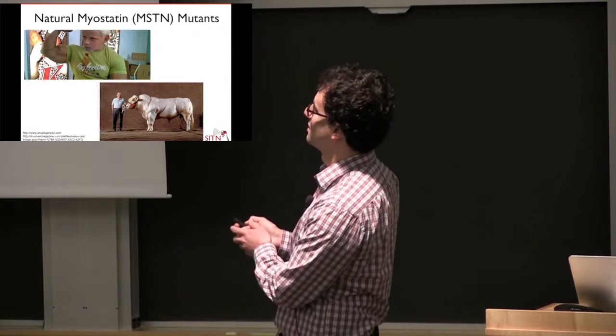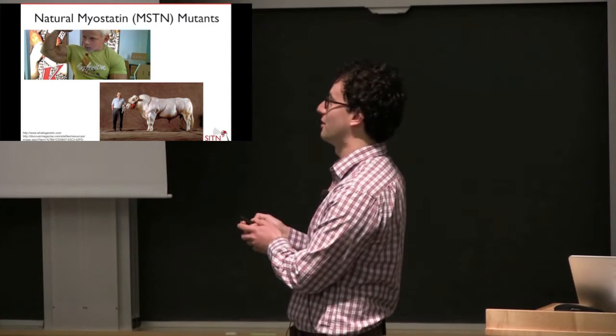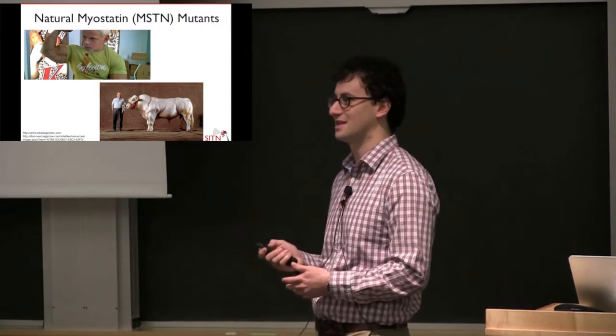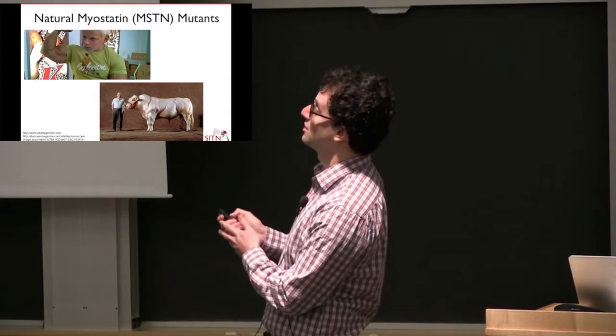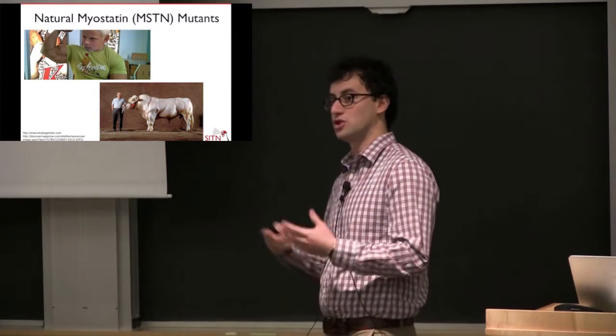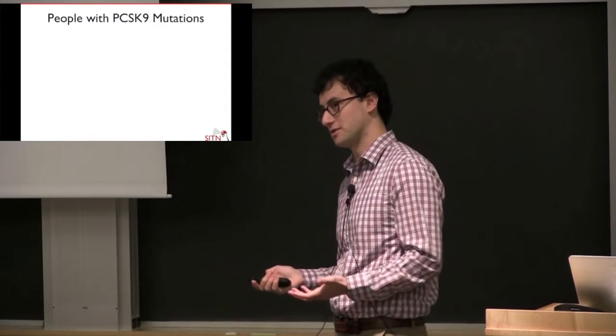Here, for example, is a bull that has a mutation in myostatin. This person next to him does not have this mutation. It's for comparison. And actually, it's also present in people. So here's a boy who is just born with these abnormally large muscles.